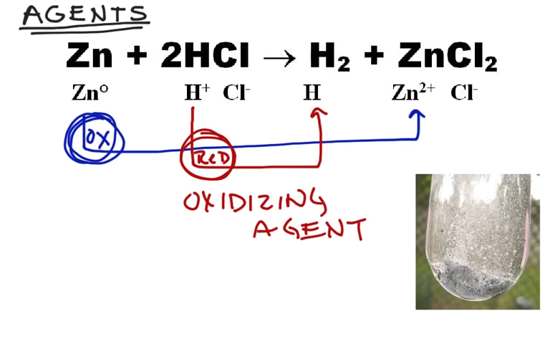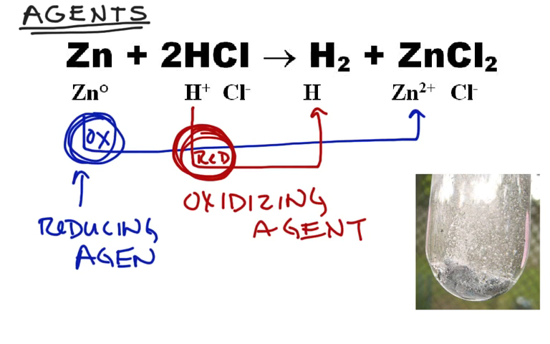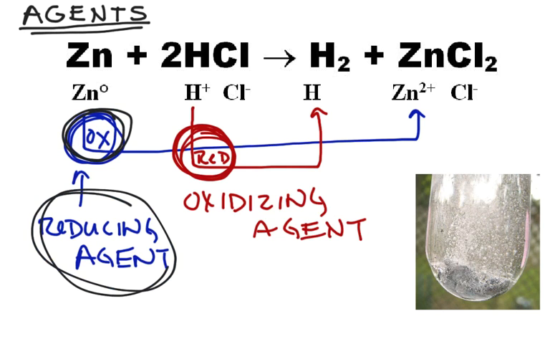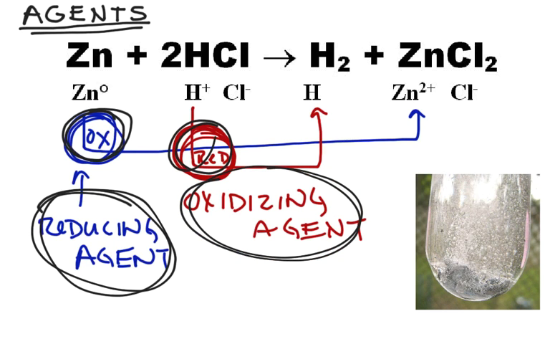Now in the same way, we can say that the hydrogen is being reduced, and therefore the zinc is the reducing agent, because it's the chemical that is allowing the hydrogen to be reduced. So it's actually pretty simple. It's kind of backwards, but pretty simple. Whatever gets oxidized is the reducing agent. Whatever gets reduced is the oxidizing agent. And that's all.